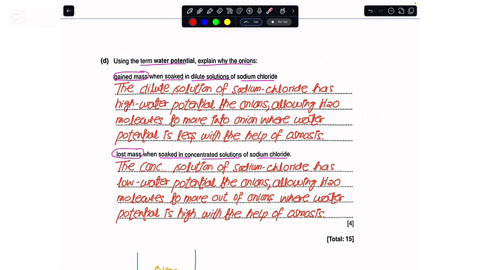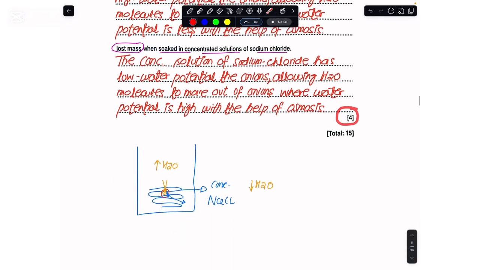On the other hand, where they are losing mass when we soak them in the concentrated solution of sodium chloride, we would say that the concentrated solution of sodium chloride has lower water potential than the onions, and that would allow the water to move out of the onions, where we know the water potential was high, and that again has happened with the help of osmosis. When this happens, the onion bulbs would lose mass. So this way you would score a total of 4 marks for this.